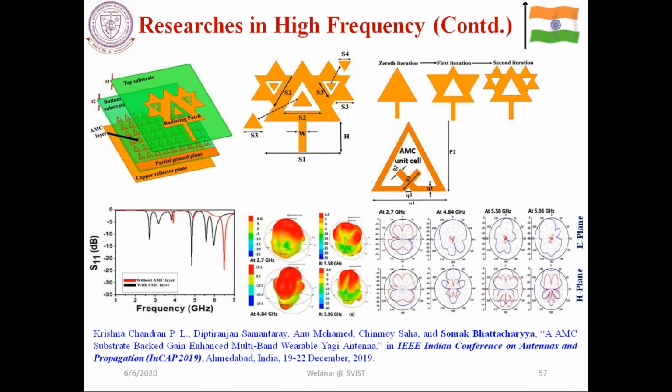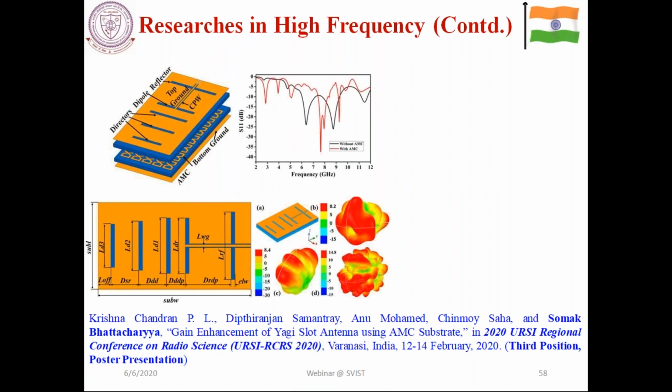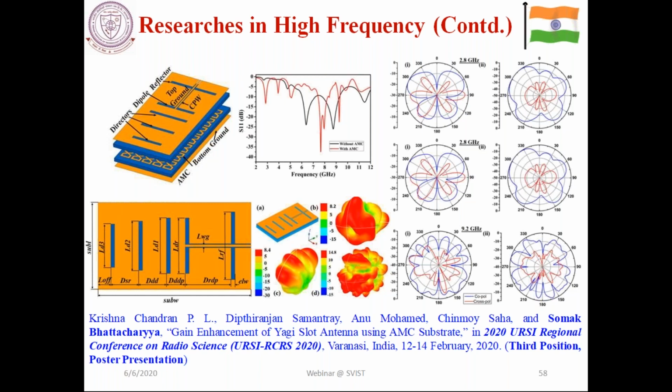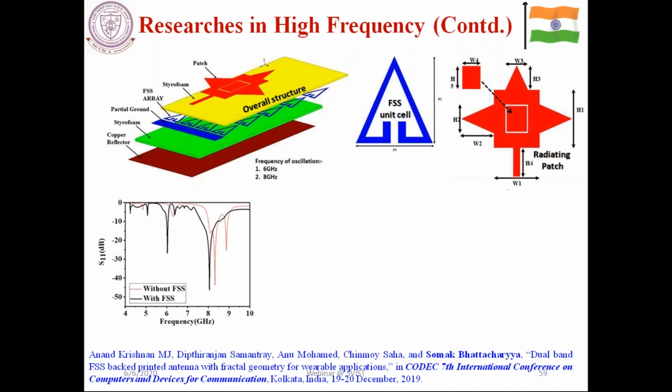And also they had gone for some high frequency applications, again by using some kind of artificial substrate or artificial magnetic conductors. They had also come out with multiple band applications and made certain improvements over here. And one can also see another structure has come out, where one can go with wearable applications, again by using a frequency selective surface. Here it has been designed in the gigahertz range.